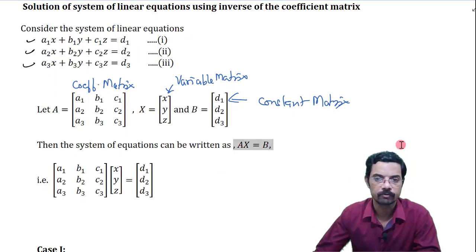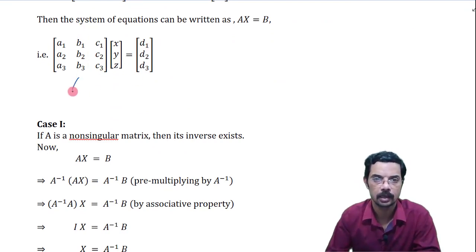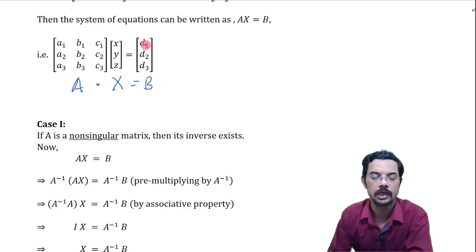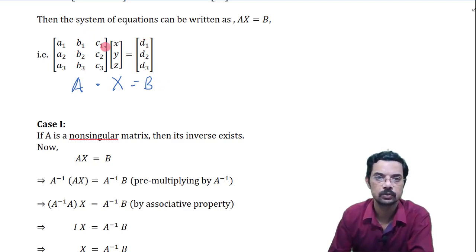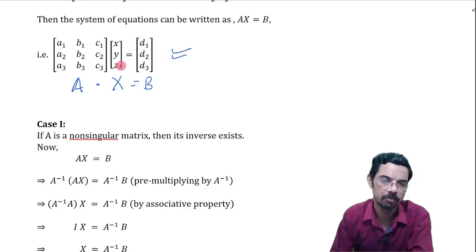Once we form the matrices, we can write the system of linear equations in the form Ax equal to B. This is your A, this is your X, and this is your B. So A into X equal to B, that is a1x plus b1y plus c1z equal to d1, a2x plus b2y plus c2z equal to d2, a3x plus b3y plus c3z equal to d3. So the equations can be represented in matrix form like this.